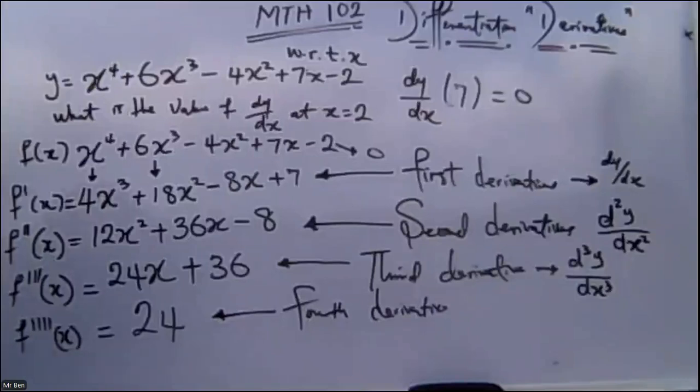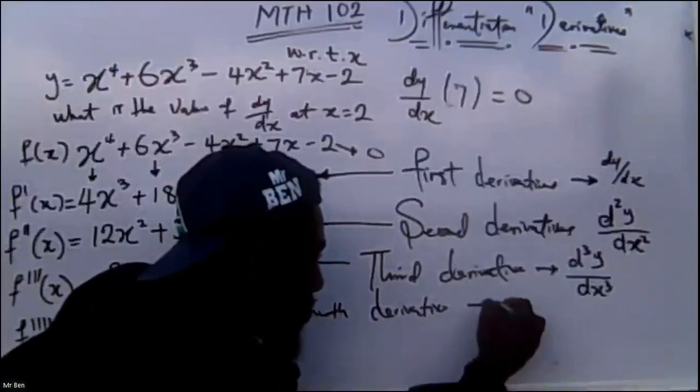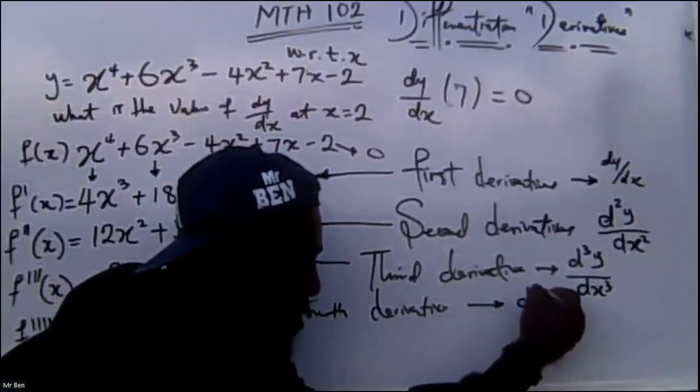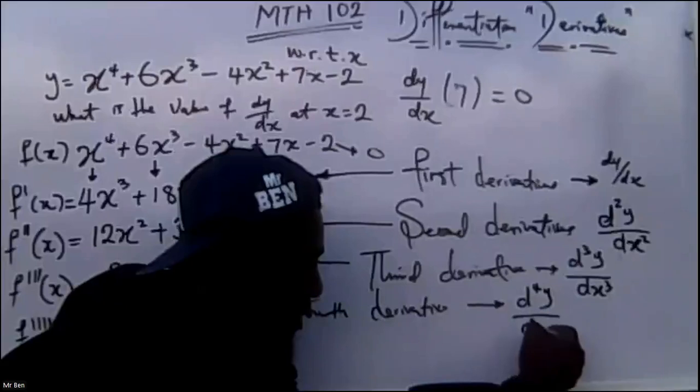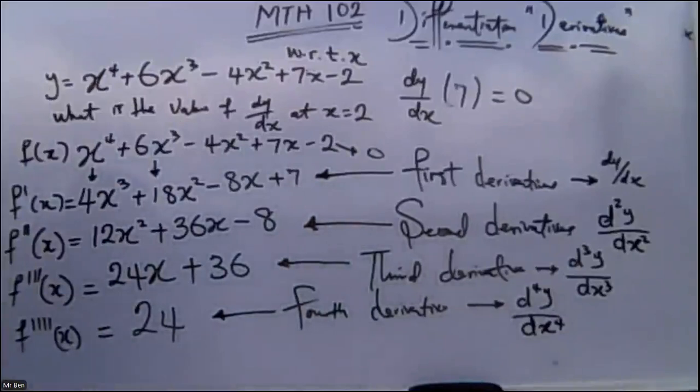Are we together, please? Okay. Now to find the fourth derivative, that will be what? Someone should tell me: d raised to the power 4 y over dx raised to the power 4. Do you get it now?